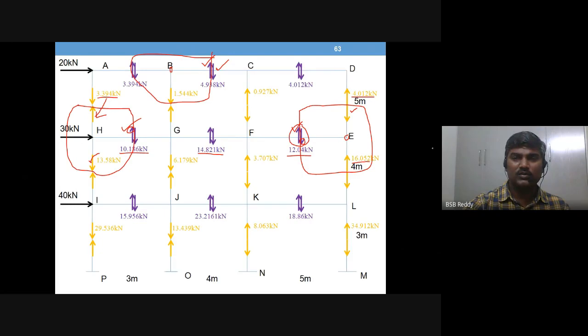So this is up 14.821, and the other half is either from this joint you work out. So if you work out joint G, you will get upward 14.821. If you work out F, downward 14.821. So any one of these joints will give you this value. So likewise I and L, either J or K, any one of the joints.